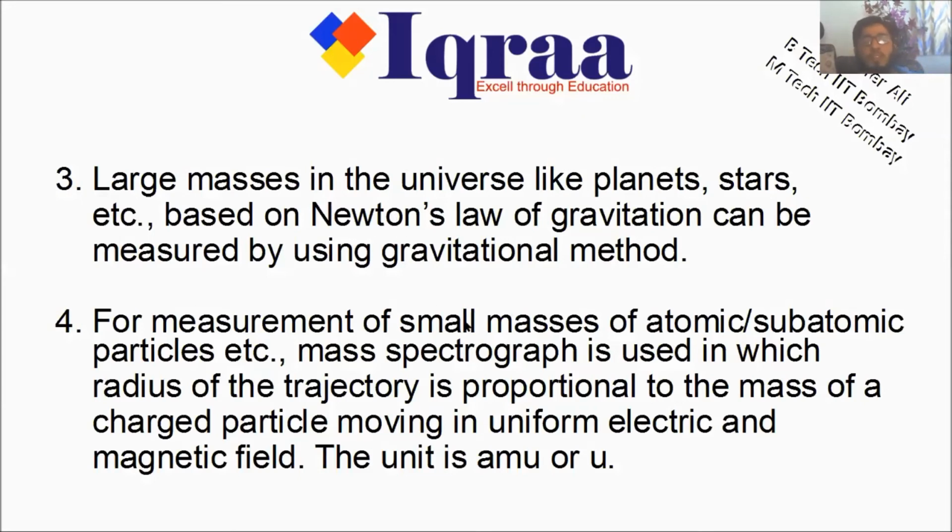For measuring small masses, like the mass of an atom or electron, we use a mass spectrograph, in which particles like electrons or protons, when they are moving in an electric field or magnetic field, deviate in that field because of the electrostatic force or the magnetic force. When we measure that deviation, or the radius of the trajectory of that particle, we find that the radius of the trajectory is proportional to the mass of the charged particle, and with that we can measure the mass of the electron and proton.